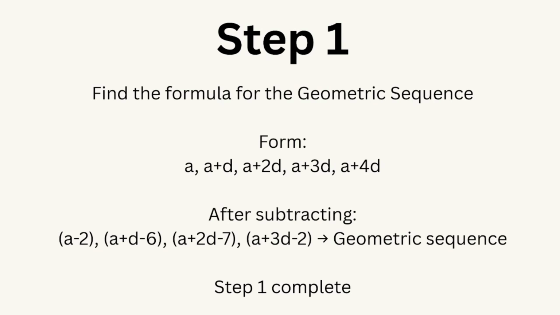Step 1 is to find the formula for the geometric sequence. The arithmetic sequence's form is A plus D, A plus 2D, A plus 3D. We will be focusing on the first four terms because there are only 4 integers in the question. After subtracting, its form will be A minus 2, A plus D minus 6, A plus 2D minus 7, A plus 3D minus 2, which is a geometric sequence as said in the question. This marks the completion of step 1.